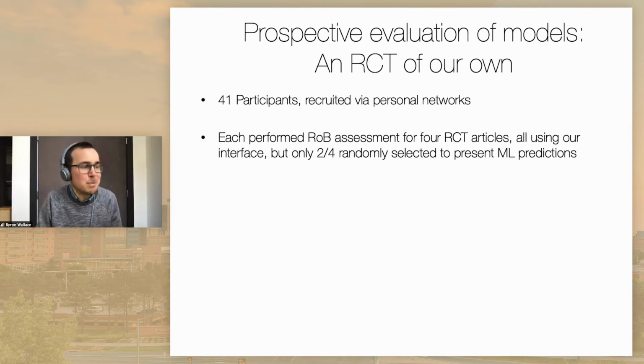And each of them performed risk of bias assessment for 4 randomized control trial articles. All of them used our interface, but we randomized it so that for 2 of the articles that they were randomly assigned from a larger pool of articles, they received a pre-populated Cochrane risk of bias form, if you will. And in the other 2 cases, they just did it fully manually.